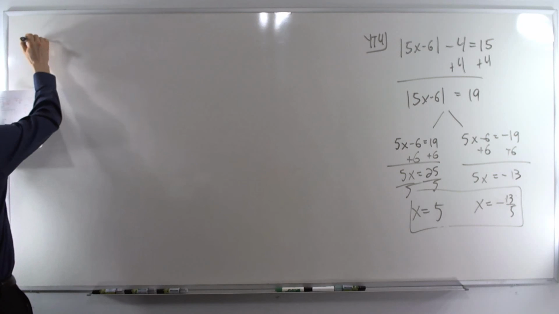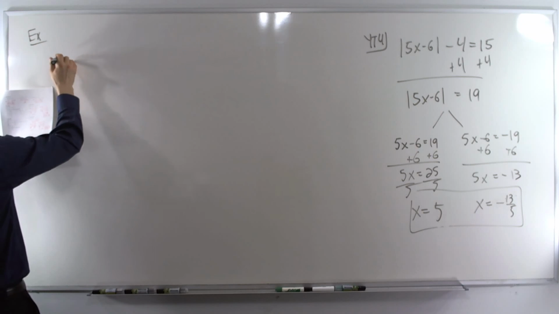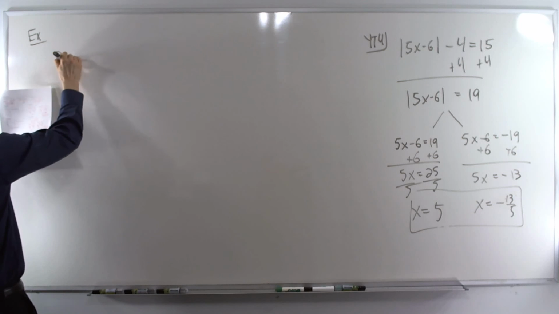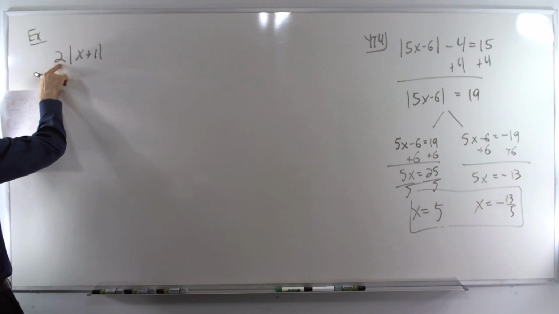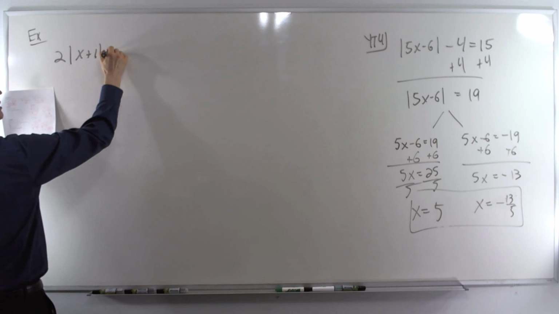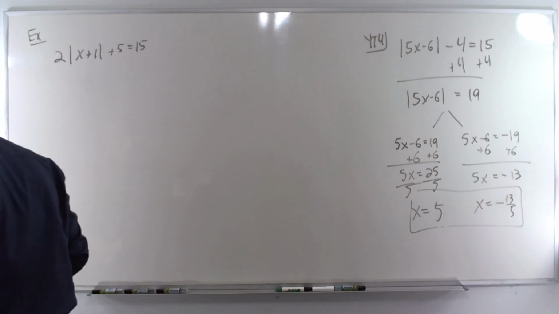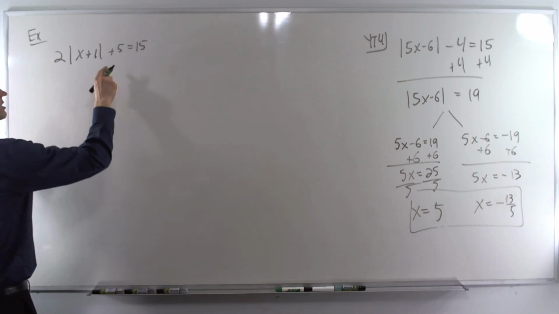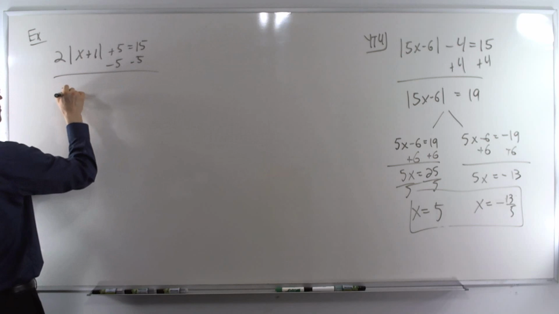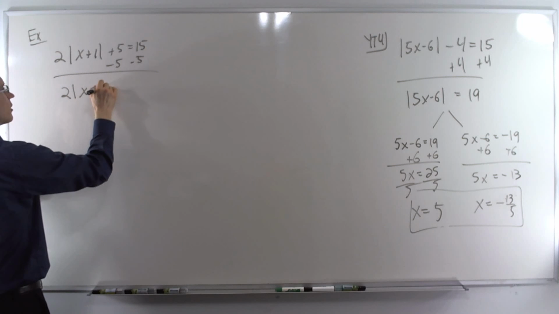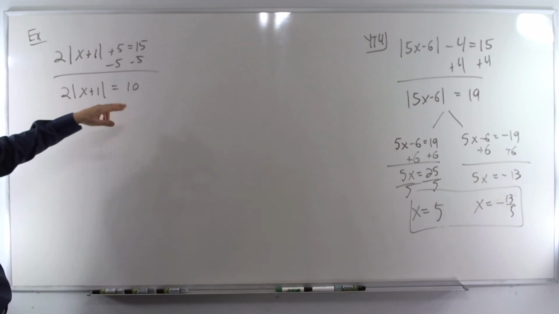Next example. There may be things that are right next to the absolute value bars. We multiplied by whatever is inside the absolute value. So you've got a 2 coefficient outside the absolute value bar. All right, let's get rid of this first. Negative 5, negative 5. Got to get that absolute value completely by itself. So that gives us 2 times the absolute value of x plus 1 equals 10.